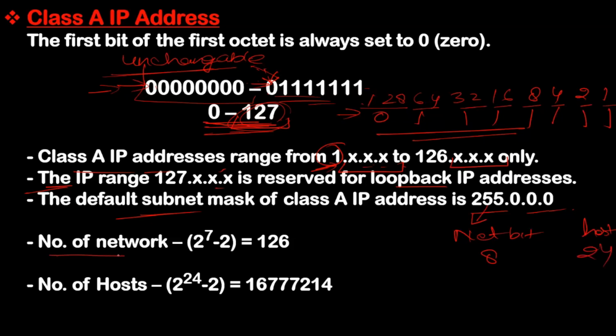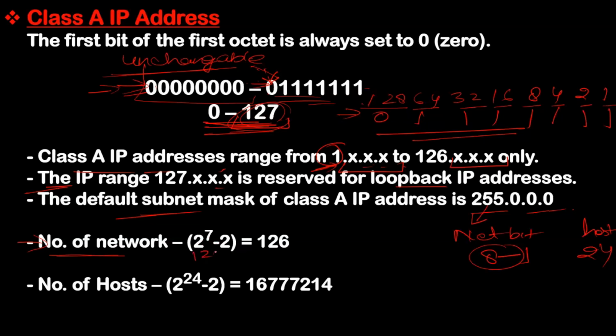Now if we calculate the number of networks, we have to take 2 power the number of network bits, which is 8. Then why do I write 7? Because the unchangeable bit will never take part as a network bit. So I subtract the unchangeable bit. We have this unchangeable bit 0, only 1, so I subtract 1, 8 minus 1. That's why I took 2 power 7.